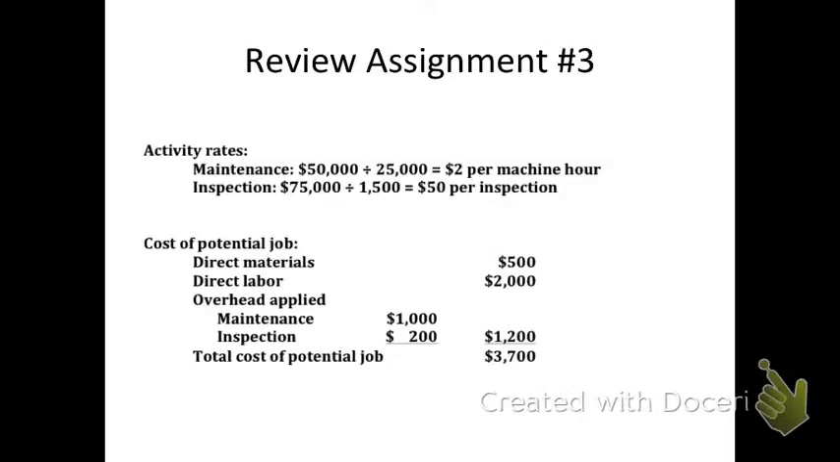All right, and then to determine the cost of the job, you add your materials, your labor, and your overhead. And the overhead, again, comes from the fact that we had 500 machine hours and 4 inspections. So the total cost of the job is $3,700.